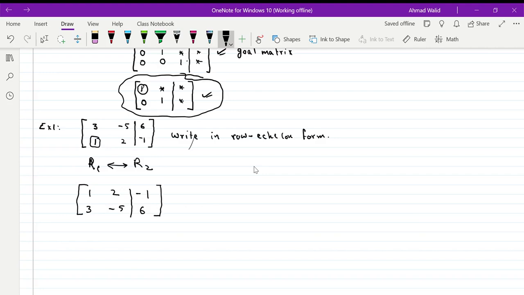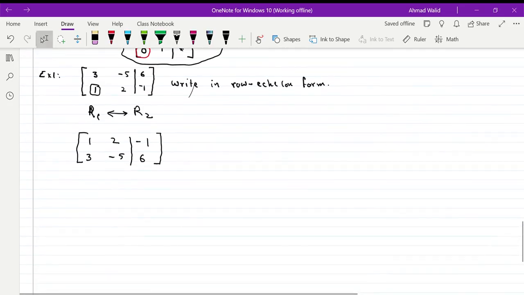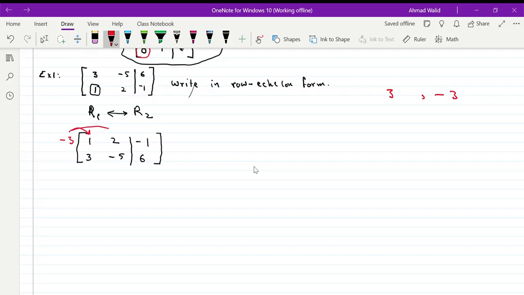That's my step 1. But I'm not done yet. I'm just done with this part. I put a red cross there. Now, the next goal is to have in column 1 a 0 under the 1. It means I need to change 3 to 0. To do that, the method is look for the opposite of 3. The opposite of 3 is negative 3. Multiply negative 3 to row 1 and add in row 2.